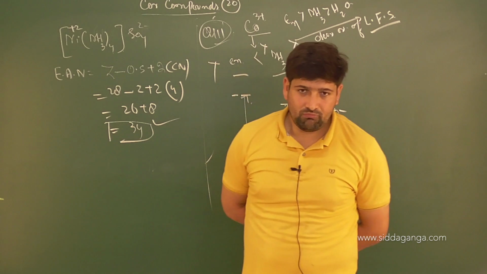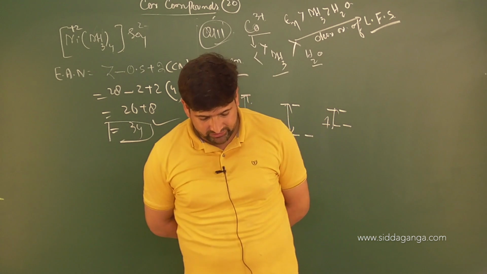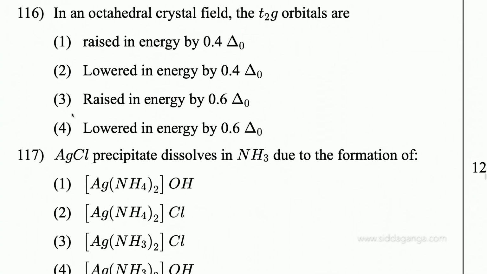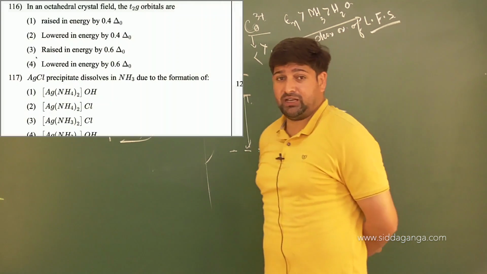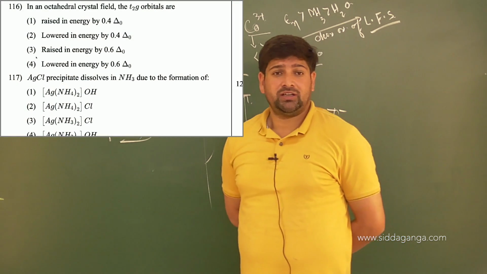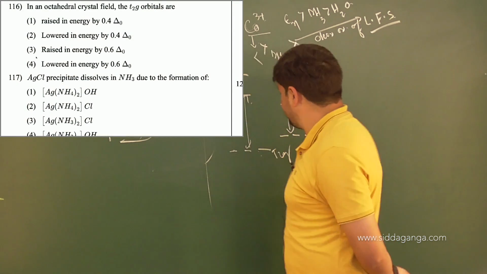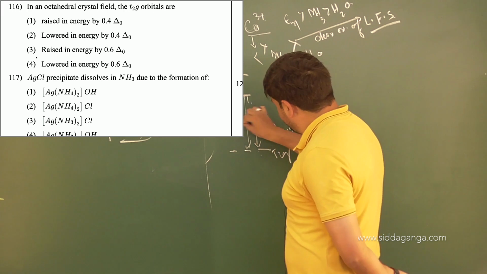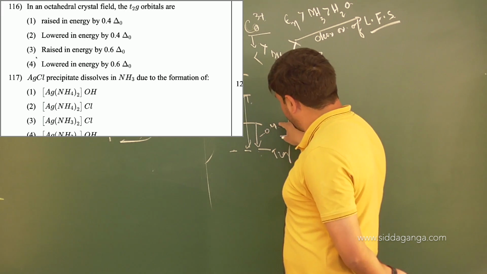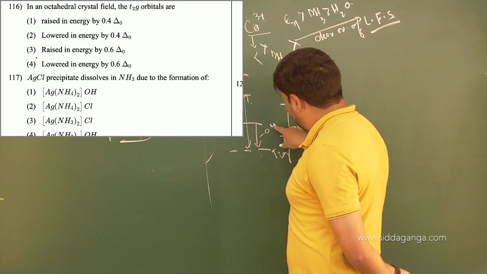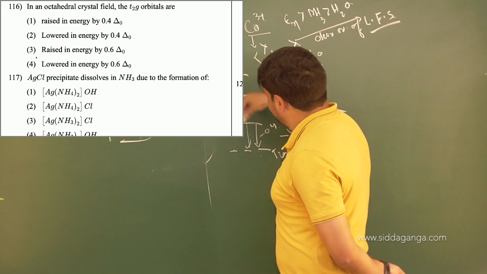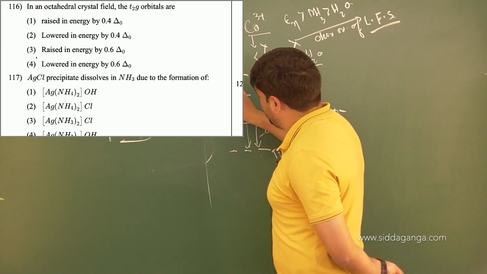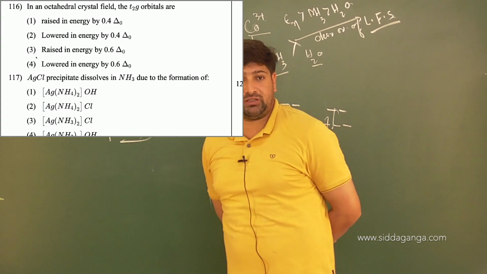116. Question is, in an octahedral crystal field, the T2g orbitals, these orbitals, T2g orbitals, which field? Octahedral field. Naturally, in octahedral field, what happens to T2g set? It gets stabilized by the value of minus 0.4, means it is lowered by the value of 0.4, and Eg set is enhanced in the energy by the value of 0.6.